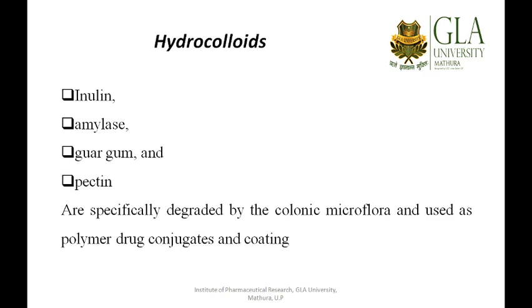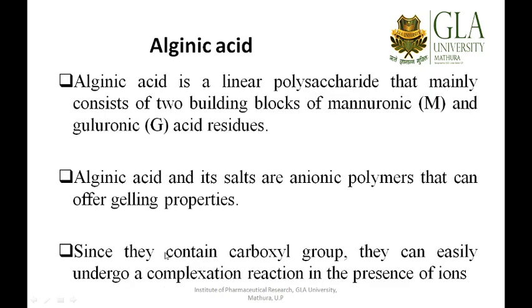So some examples are inulin, amylase, guar gum, pectin. We can use these polymers, and a lot of other polymers are also there, like chitosan, gelatin, carrageenan. We can use a combination of these polymers as well to modify the drug release. And certain polymers like inulin, amylase, guar gum, pectin can be easily digested by the colonic flora. Sorry.